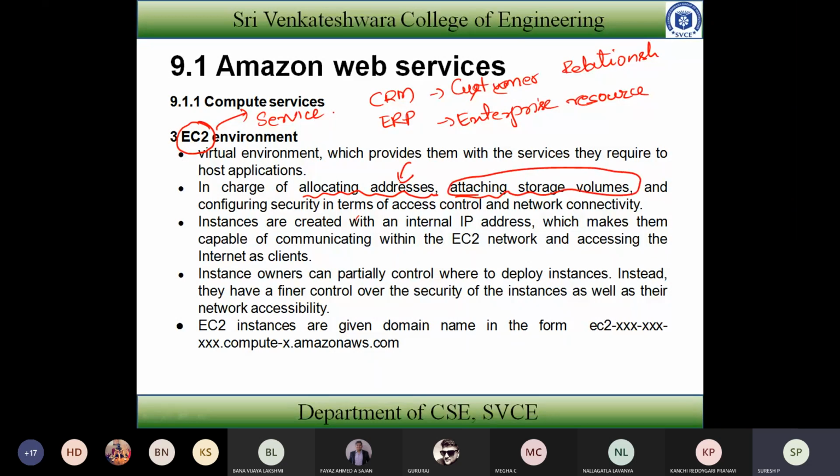When you are accessing the application through the net, obviously it requires some IP address, because if I want to communicate through the internet, the IP address will definitely come into the picture. And whatever application I'm going to deploy, I have to configure it to be secure. It should have some security in terms of access control.